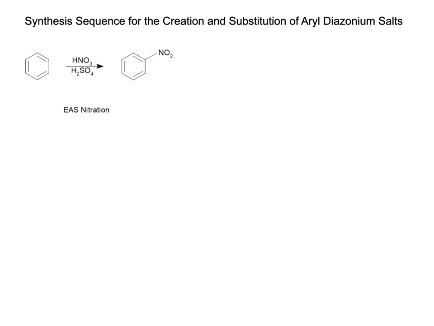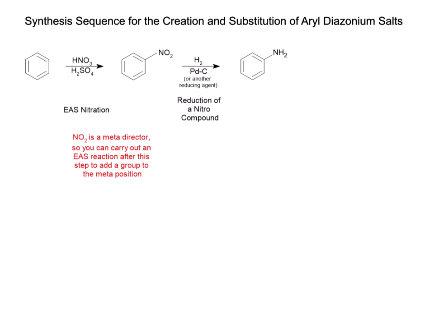The first step would be to carry out an EAS reaction, nitration. This is going to add a nitro group onto the ring. Now, once we have the nitro group on the ring, since it's a meta-director, we can then carry out an EAS reaction to add a different group to the meta position if we desired to. The next step is to convert that nitro group into an NH2. We can do that with H2, Pd/C or any other reducing agent of nitro compounds. Now, since NH2 is an OP director, if we wanted to, we could carry out an EAS reaction after this step to add a group to the ortho or para positions.